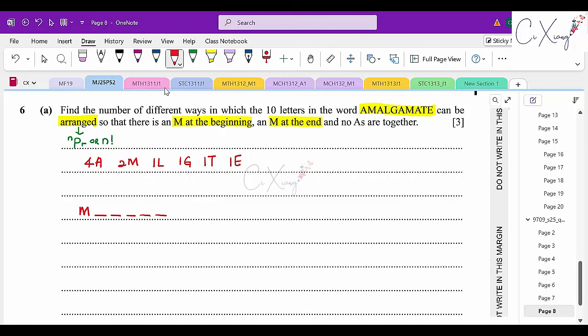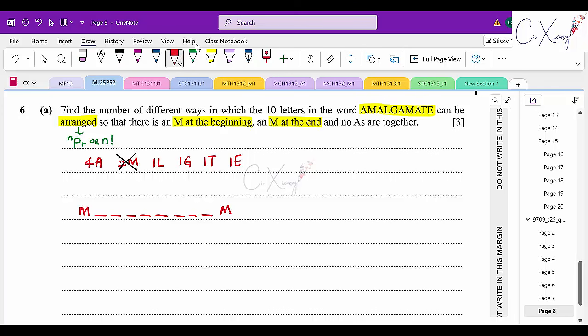1, 2, 3, 4, 5, 6, 7, 8. The 8 letters between the two M. Both M are fixed there. We don't touch it anymore and we don't arrange it anymore. We only want to consider the arrangement for the 8 letters inside. For the 8 letters inside, no M, right? No more M. So for the 8 letters inside, what do we have here? 4 A, 1 L, 1 G, 1 T, 1 E.